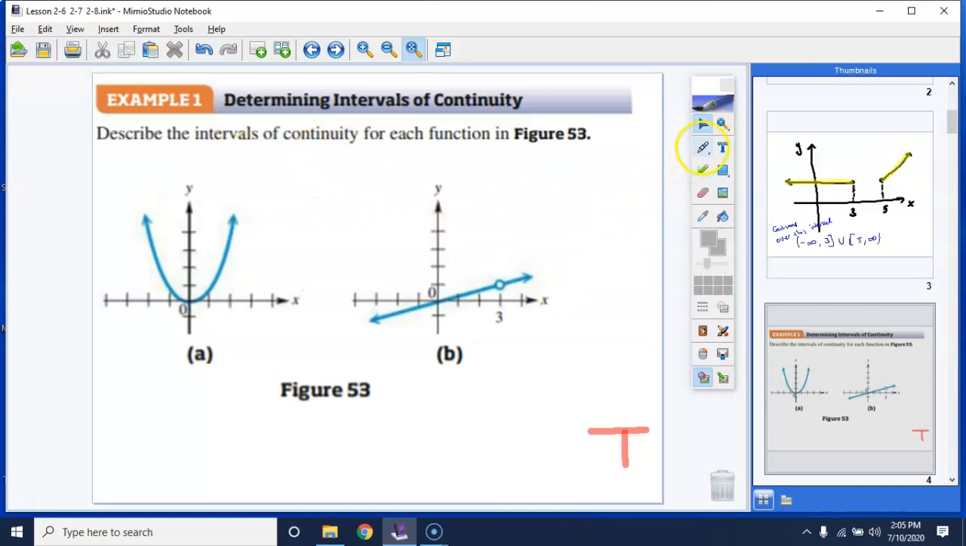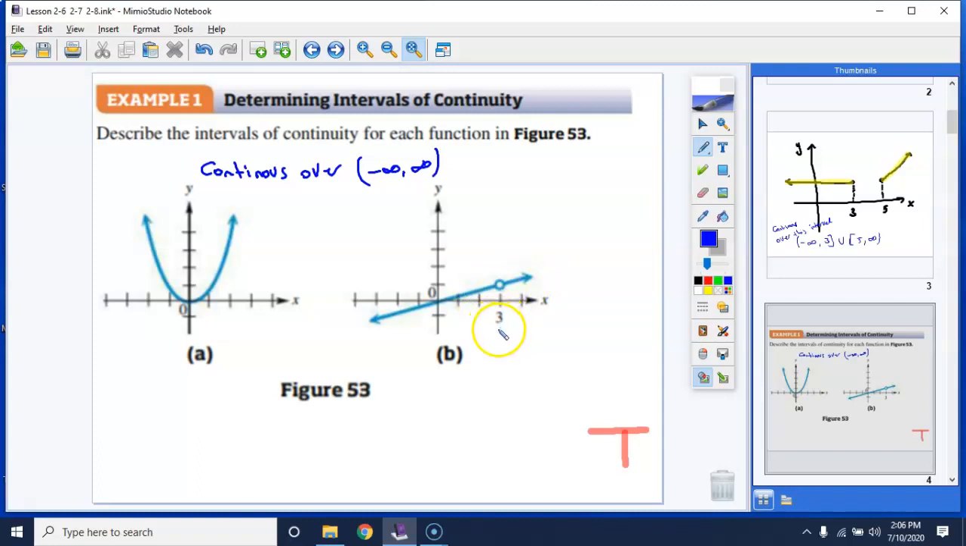So let's have a look at those ones. Describe, are they continuous or not? This one is continuous, right? There's no need to lift off your pencil. So this is continuous over negative infinity to positive infinity. But on this one, as you see, we are fine, but here there is an open circle, so we're going to jump over, right? Which means 3 shouldn't be there.